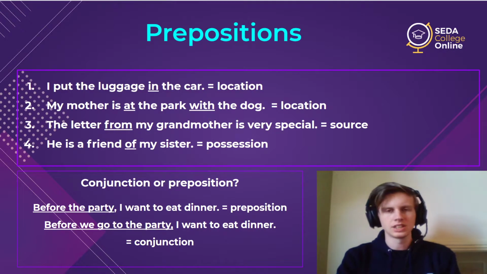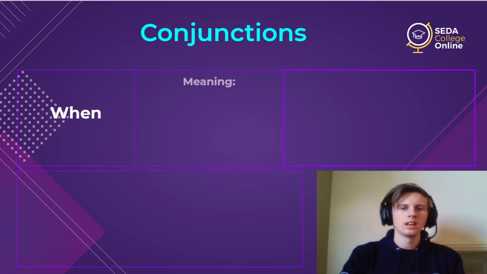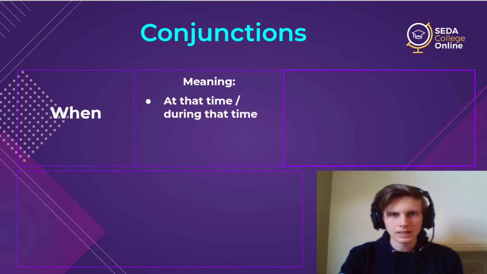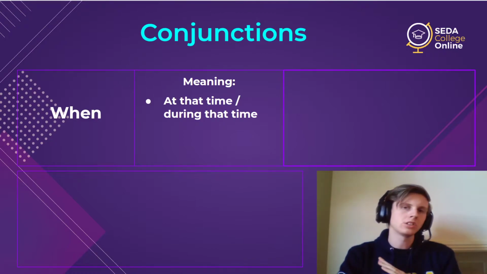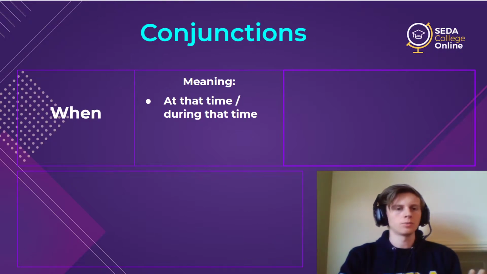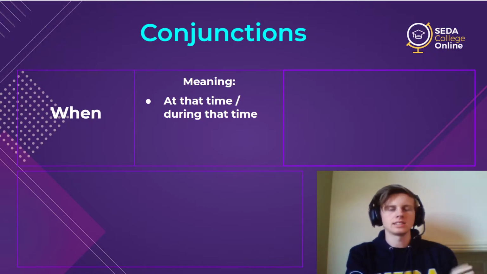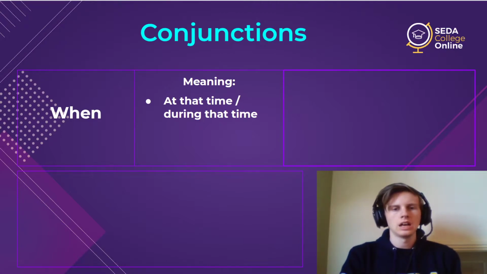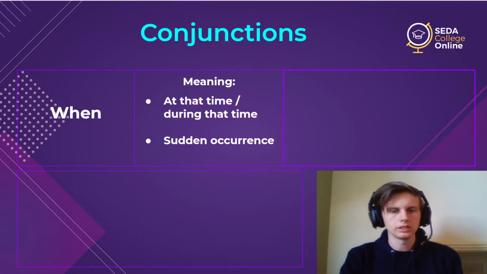So let's start with the conjunctions. The first conjunction to talk about is when. And when has two meanings. The first one is just at that time or during that time. So it is only a conjunction. When only connects clauses together, and the first thing it means is that this clause happened at the same time as another clause. It can also have an idea of a sudden occurrence. And I'll show an example of that to make it a little more clear.